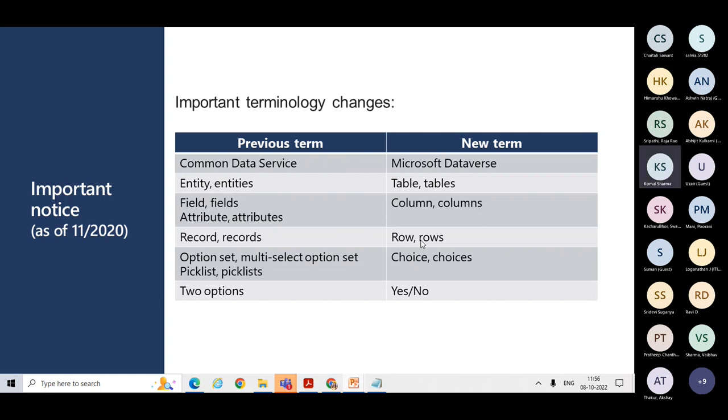Record is nothing, here it is known as rows. Then we have option set or multi select option, here it is known as choices. So if you have any field or any column where you want to give choices to your end user, here you have to create choices for the same, so we are going to work with the choice option. For example, if employee is full-time or part-time, this is the choice, like employee type. So you need to create a choice as employee type.